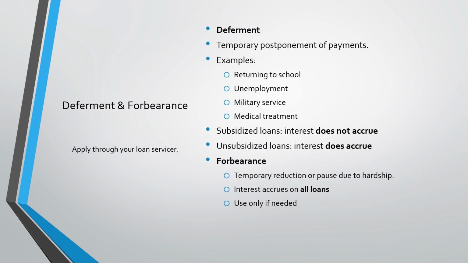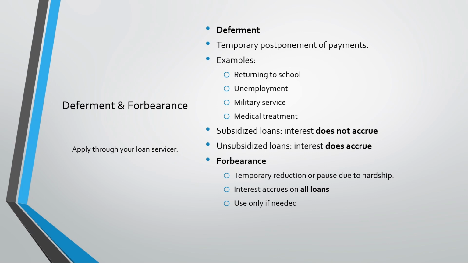Deferment temporarily postpones payments for qualifying reasons, such as returning to school, unemployment, military service, or medical treatment. Interest does not accrue on subsidized loans, but does accrue on unsubsidized loans. Forbearance allows for temporary payment reduction or pause due to hardship. Interest accrues on all loans and should be used only when necessary.